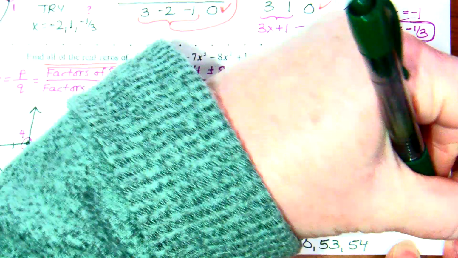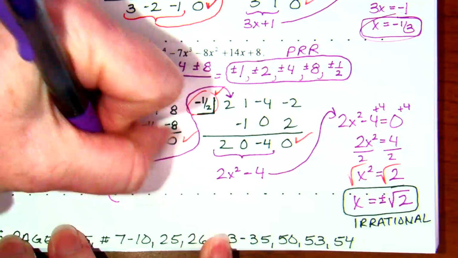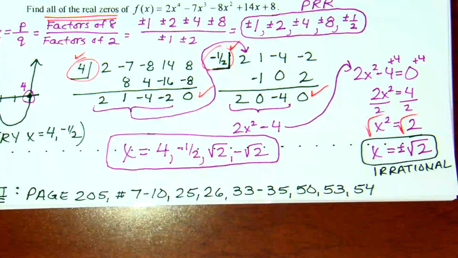So, what did the question want? All real zeros. So we found 4. We found negative 1/2. We found positive square root of 2. And we found negative square root of 2. We found 4 zeros. Ethan just asked, are those the numbers that were in between? Yes. Square root of 2 is 1.4. Negative square root of 2 is negative 1.4. Okay.